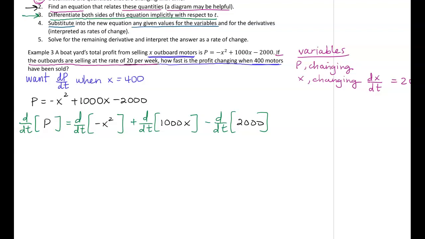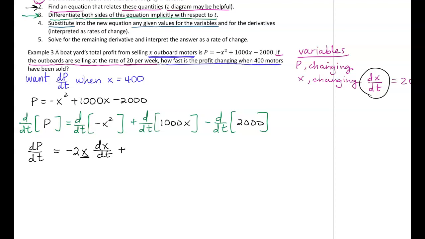So now let's start differentiating. The derivative of P with respect to t is dP/dt. The derivative of negative x squared with respect to t. We have to be careful here. I know we're used to thinking of x as our independent variable, but it is not. t is our independent variable. t is what we're taking the derivative with respect to. So we bring the exponent of 2 down. The new exponent on x is 1. But remember, x is changing, so x has a derivative. We talked about that when we discussed our variables. So we do need to put a dx/dt after that.